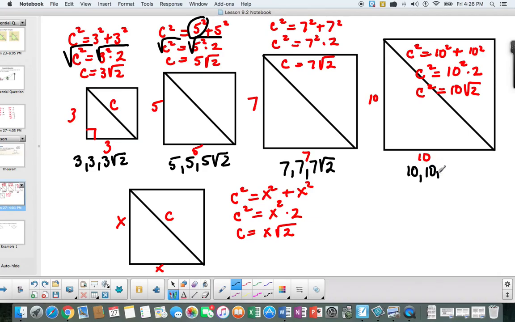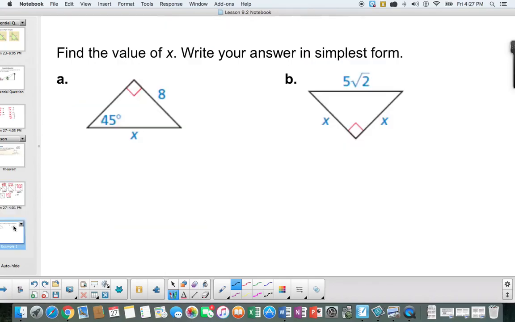With 10 and 10, you can see that the hypotenuse will be 10 root 2. So in general, when you have two sides that are exactly the same, x and x, then the hypotenuse will be root 2 longer, x root 2. Now, the ratio of all of these is 1 to 1 to root 2, when you reduce the ratio. Both of these are going to be the same, and this will be root 2 longer. This is the strategy we're going to use to help us find lengths.